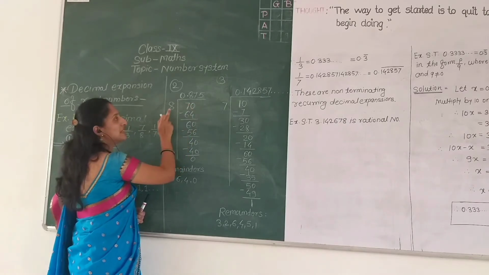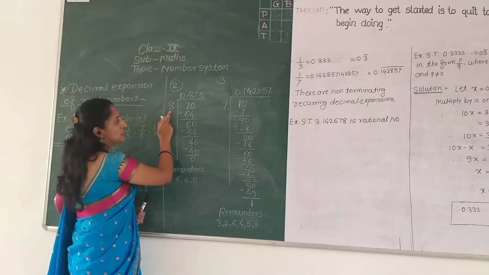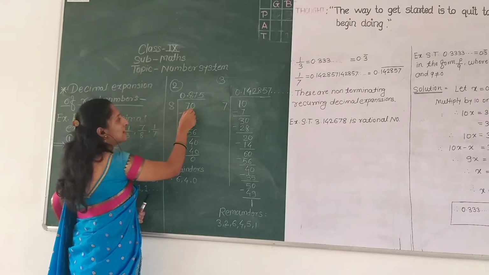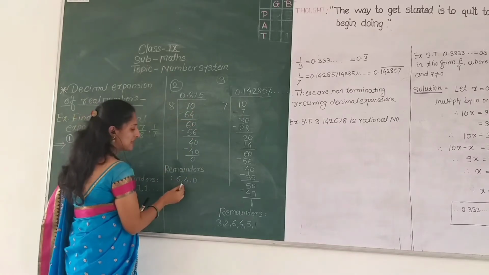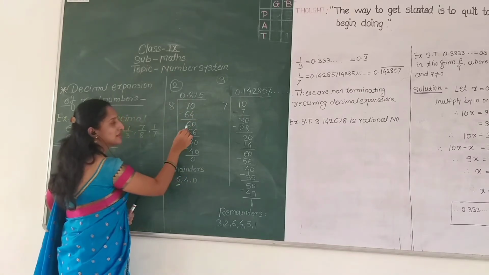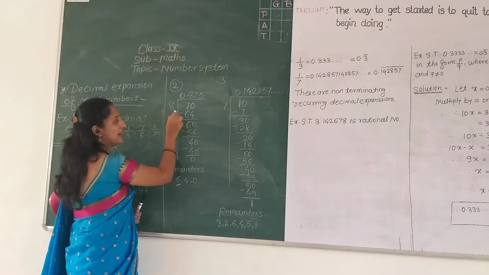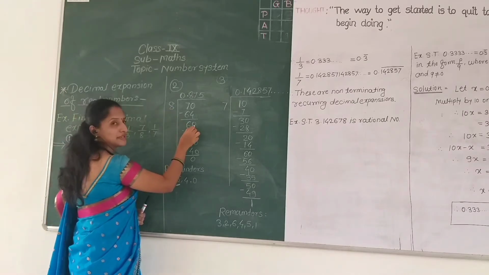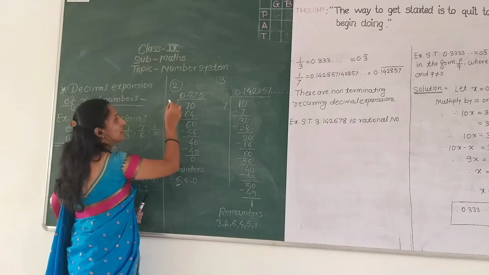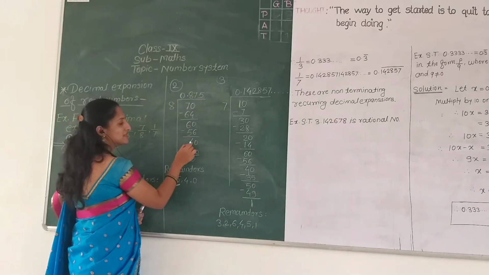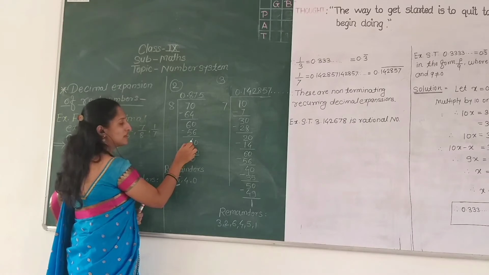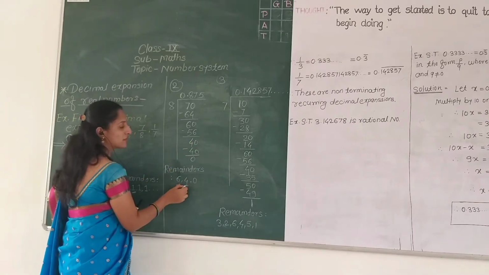Now 70 is divisible by 8. 8 8s are 64. So 70 minus 64 is 6. The remainder is 6. Now again 6 is not divisible by 8, so I place 0 here. Now 8 7s are 56. 60 minus 56 is 4. So my second remainder is 4.